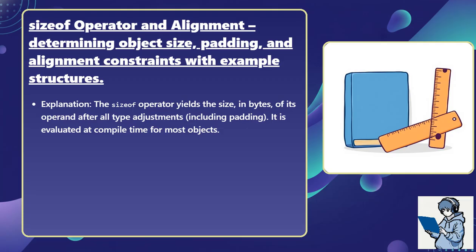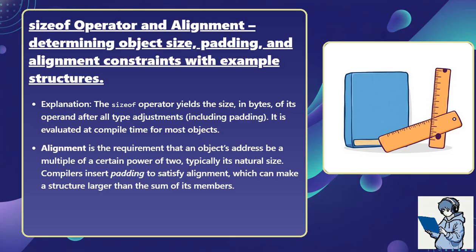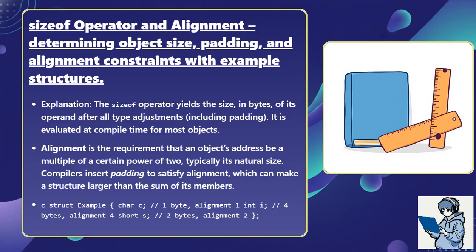The sizeof operator yields the size in bytes of its operand after all type adjustments including padding. It is evaluated at compile time for most objects. Alignment is the requirement that an object's address be a multiple of a certain power of 2, typically its natural size. Compilers insert padding to satisfy alignment, which can make a structure larger than the sum of its members. Struct example: char c; // 1 byte, alignment 1; int i; // 4 bytes, alignment 4; short s; // 2 bytes, alignment 2.